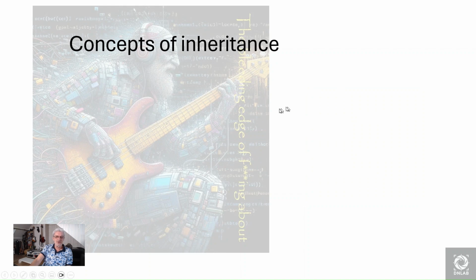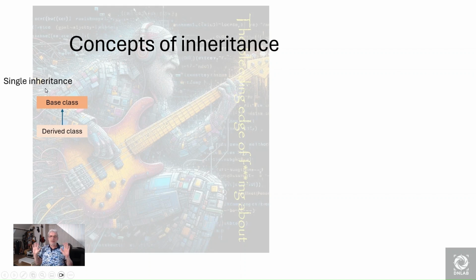So, what concepts do we come across in the literature when it comes to inheritance? The first one is the concept of single inheritance. This has a base class and one derived class.